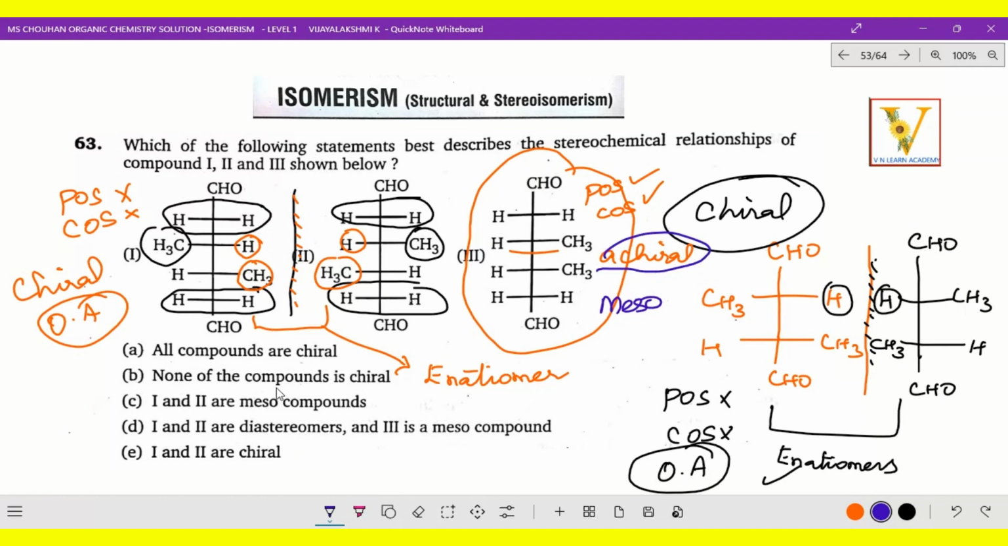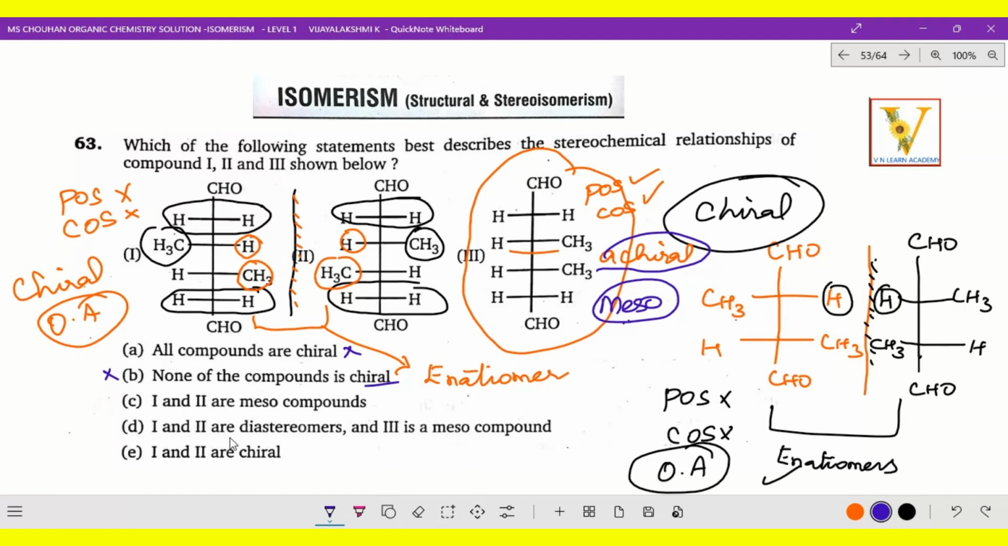Before going to analyze the options, we are finding here: all the compounds are chiral. No, all the compounds are not chiral because this is a meso. None of the compounds is chiral. No, only two compounds are chiral. So this also is wrong. And 1 and 2 are meso. Meso is only the third compound, not 1 and 2.